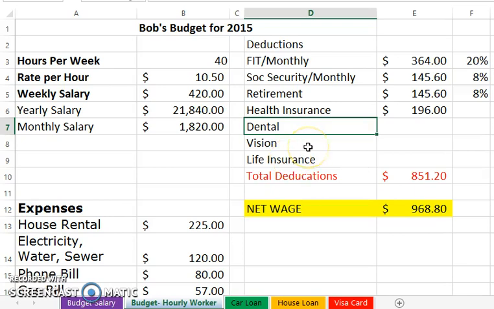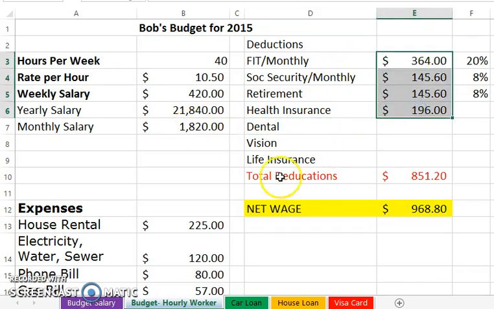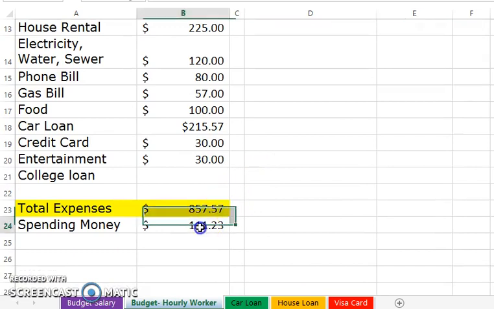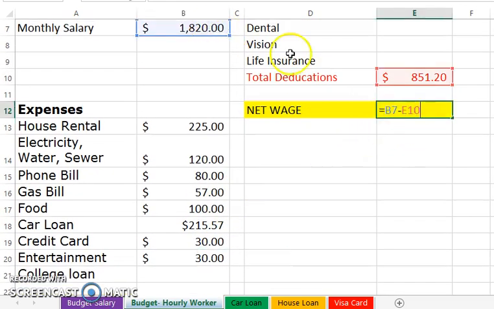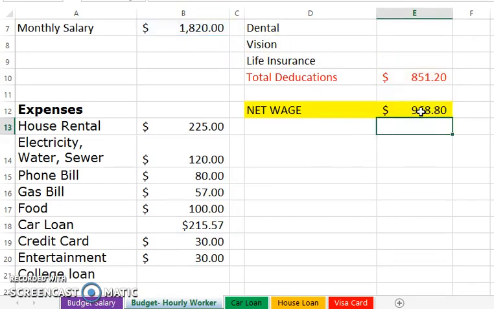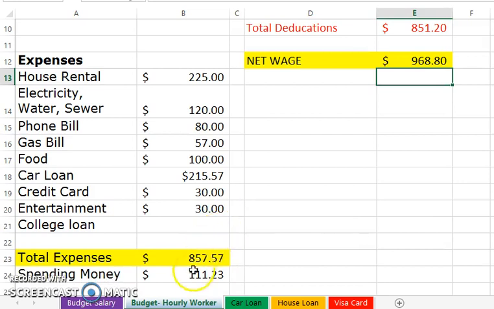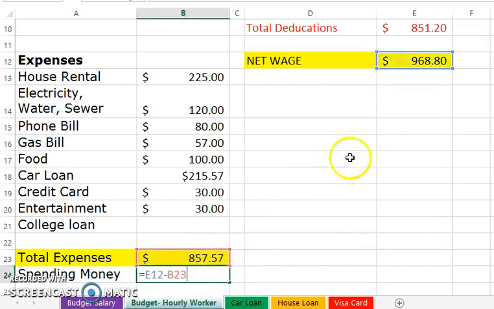So anyway, that is how the hourly worker does compared to the salary one. You have a salary and you have to take off all your deductions, and the difference between your net wage after you subtract these two, your leftover spending money is going to be your net wage minus your total expenses.